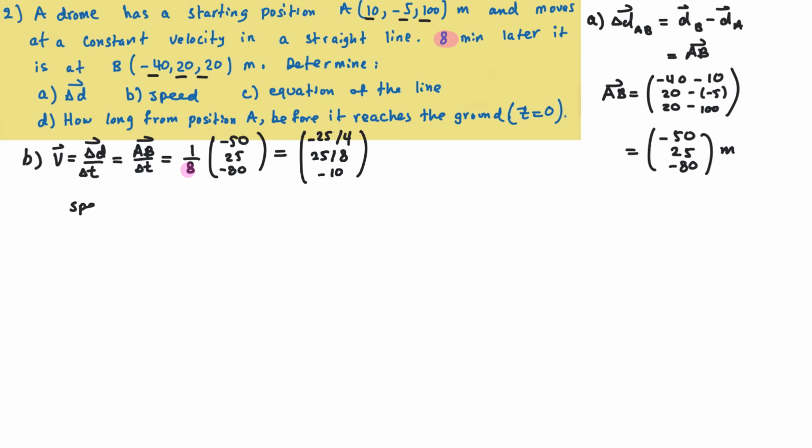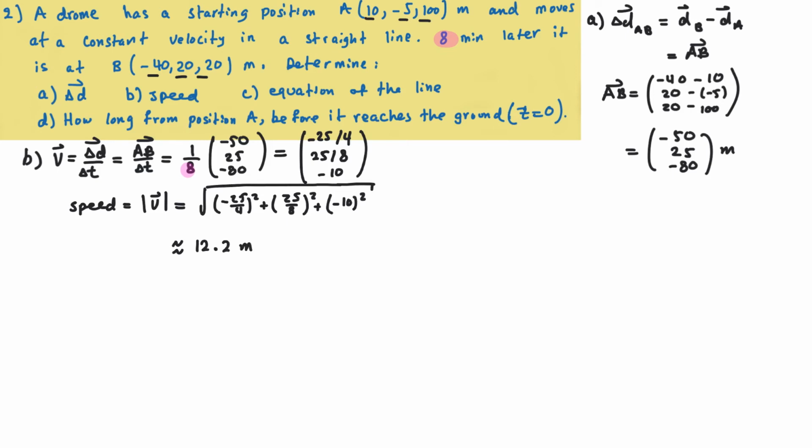So the speed is going to equal the magnitude of the velocity, and that means it is the square root of the x component squared, so that's 25 over 4 squared, plus the y component squared, that's 25 over 8 squared, plus the z component squared, which is negative 10 squared. And now I will get my speed as approximately 12.2 meters per second. I'm going to highlight my answer for the last two questions.